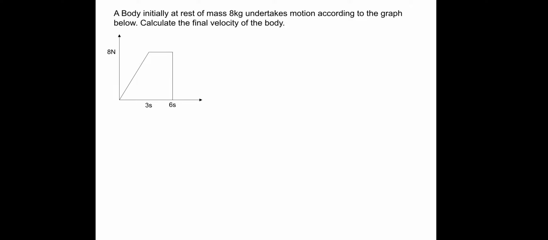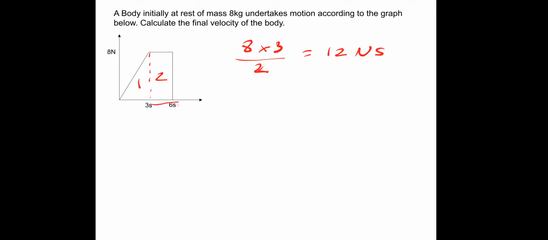So essentially what we need to do is calculate the impulse from the graph. We've got a force against time graph, and we've got a compound shape, so a triangle and a rectangle. So 2 areas. The first area is 8 times 3 and then halve it. So 24 divided by 2, 12 newton seconds.